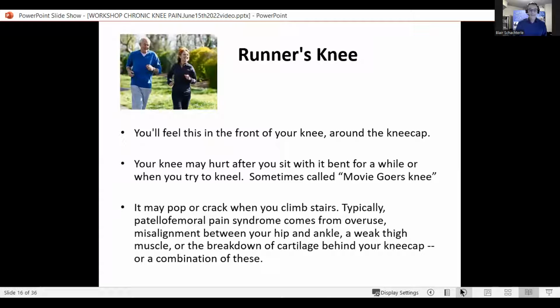But you'll get lots of popping and cracking with patellofemoral, and people often worry about that. And what that is, is misalignment between the hip and ankle, and a lot of weak muscles in between. And that can cause excessive wear and tear of the articular cartilage in the back of the kneecap if not corrected.